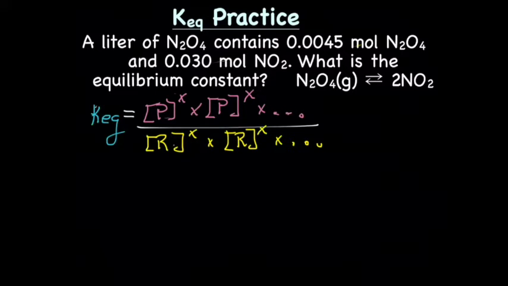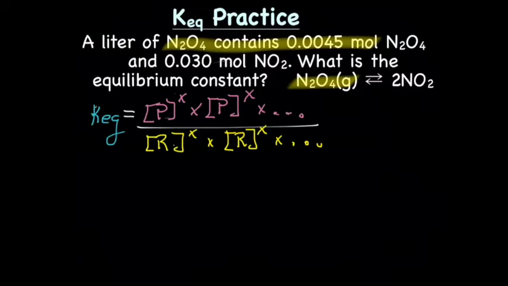All right. Next thing we should do is go through the story, the problem, and relate that back to the actual equation and see if we can figure out who would go where. If we start with our reactant, we only have one in this case, and that would be N2O4. The story tells us that we have 0.0045 mole of N2O4, but we have a liter of this, which means it's mole per liter.